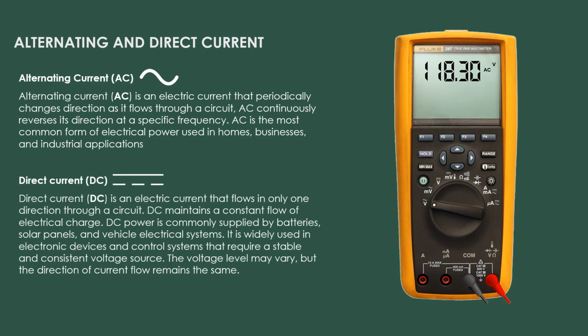Direct current, DC. Direct current, DC, is an electric current that flows in only one direction through a circuit. DC maintains a constant flow of electrical charge. DC power is commonly supplied by batteries, solar panels, and vehicle electrical systems. It is widely used in electronic devices and control systems that require a stable and consistent voltage source. The voltage level may vary, but the direction of current flow remains the same.